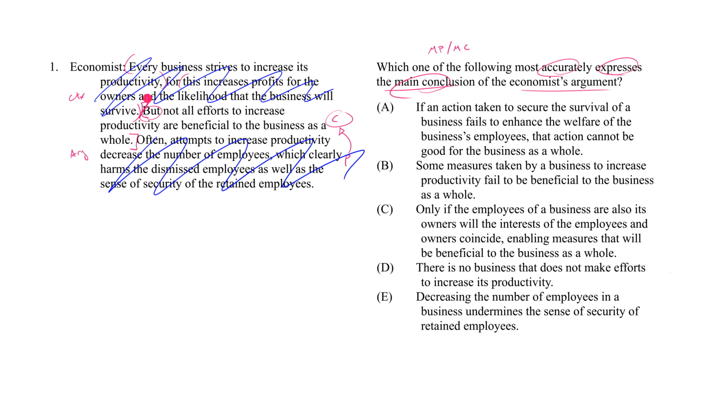In other words, you get tunnel vision. Okay, you just get tunnel vision. This is all you see. And you ask yourself, is A saying the same thing? Is B saying the same thing? Is C saying the same thing? Is D? Is E? Whichever answer choice is saying the same thing as this answer choice is your correct answer.